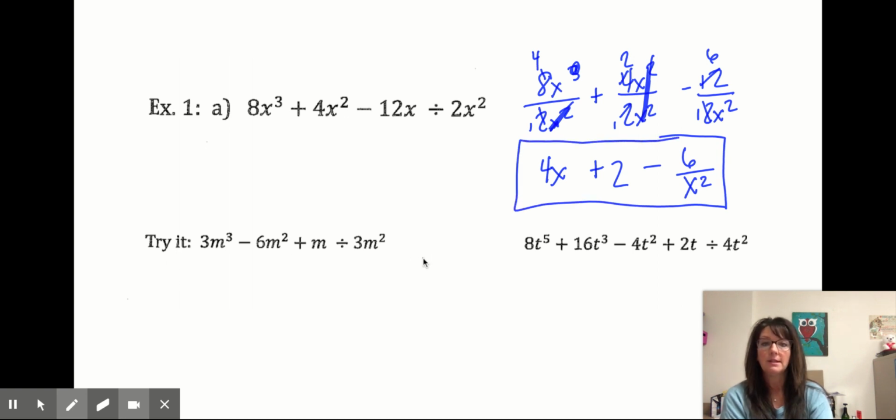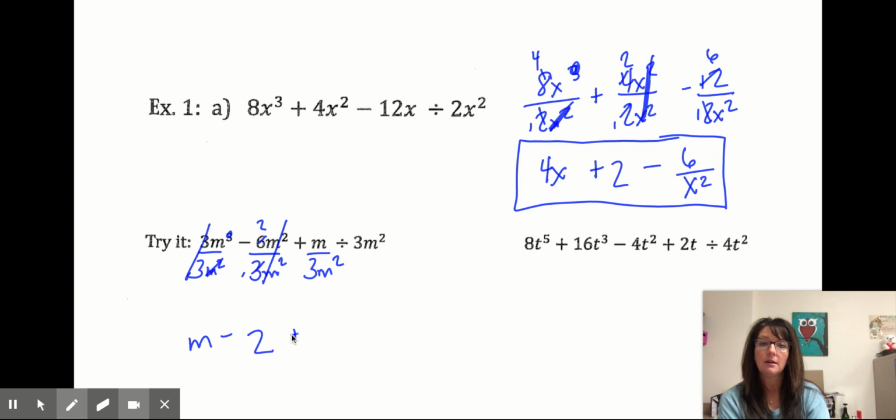Okay, so in this next section, to try it, we're basically taking all three terms, dividing by 3m squared. Okay, so 3m cubed divided by 3m squared, you're left with 1m. 6 divided by 3 is 2, and then these two will cancel. So we'll get 2. And then plus, you'll have this m will cancel with one of these m's, right? But there's nothing to cancel the 3. So 1 over 3m.